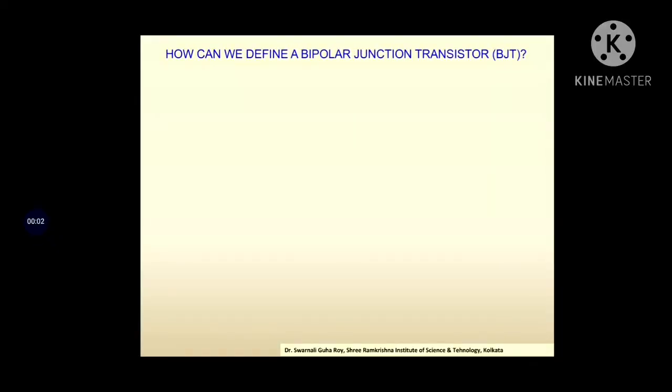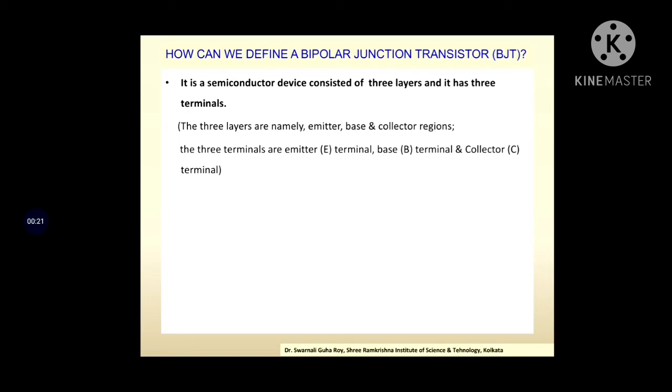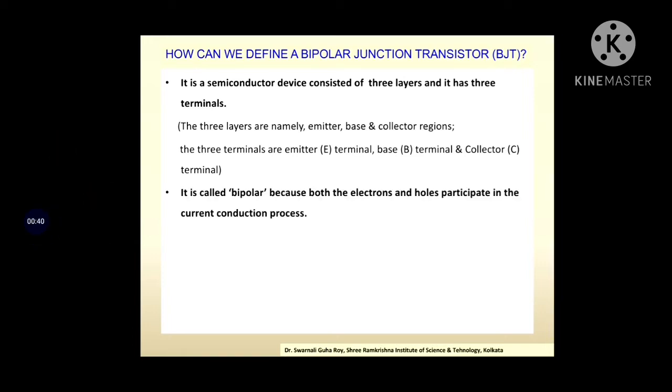How can we define a bipolar junction transistor, that is BJT? We can say it is a semiconductor device consisting of 3 layers and it has 3 terminals. The 3 layers are namely emitter, base and collector regions or layers. The 3 terminals are namely E, that is emitter terminal, B, that is base terminal, and C, that is collector terminal.